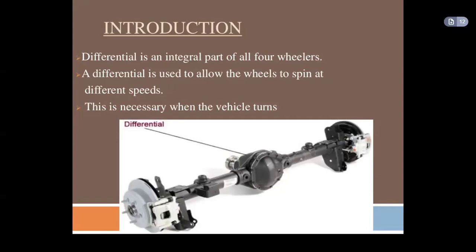So if the vehicle turns on the left side, then the inner wheel, that is the left side wheel, has the less radius, and the outside wheel, that is the outer wheel, has the more radius, and due to that a difference in radius occurs. When the vehicle gets turned, the inner wheel requires less amount of movement, but the outer wheel requires more amount of movement, and this difference is compensated, or taken care of, by the differential. So this is the main function of the differential.